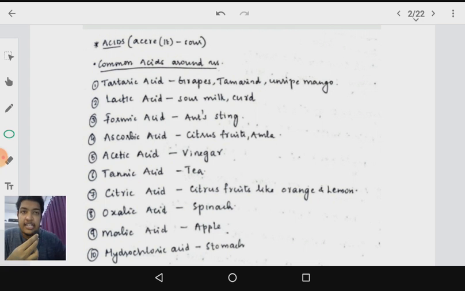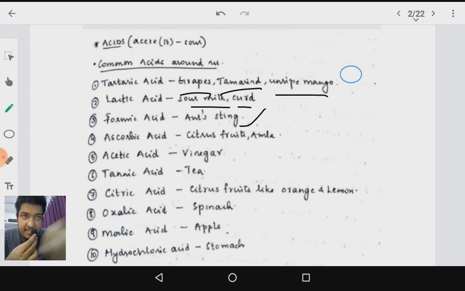Here we can see the list of certain acids which we can find in our day-to-day life. First one is tartaric acid. Tartaric acid can be seen in grapes, tamarind as well as unripe mango, and it is important for the sour taste in these fruits and vegetables. Lactic acid is seen in sour milk as well as in curd. Formic acid is the main component of the ant sting. Ascorbic acid is present in citrus fruits as well as amla, and ascorbic acid is nothing but vitamin C.